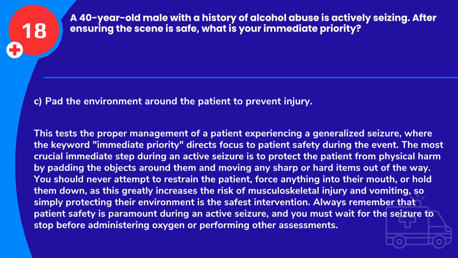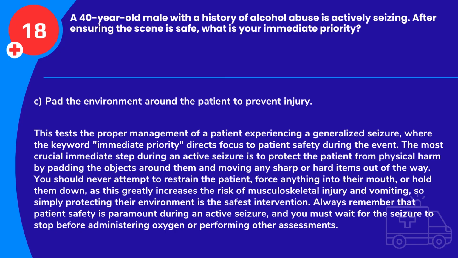Answer. C. Pad the environment around the patient to prevent injury. This tests the proper management of a patient experiencing a generalized seizure, where the keyword immediate priority directs focus to patient safety during the event. The most crucial immediate step during an active seizure is to protect the patient from physical harm by padding the objects around them and moving any sharp or hard items out of the way.